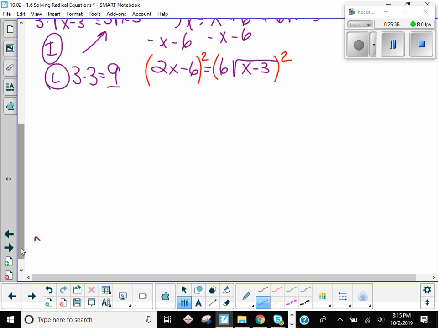So on the left, again, you have to recognize it's a FOIL. x minus 6 times itself. And then on the right, you have 6 radical x minus 3 times 6 radical x minus 3. So the 6 times 6 part is 36. And the radical x minus 3 squared, the radical drops off. And you're just left with the x minus 3.